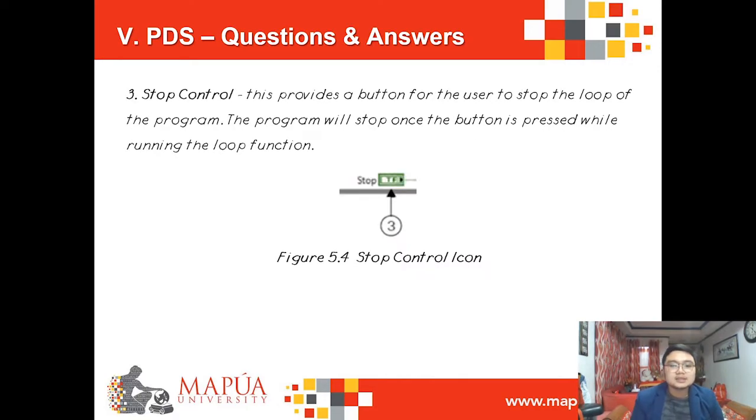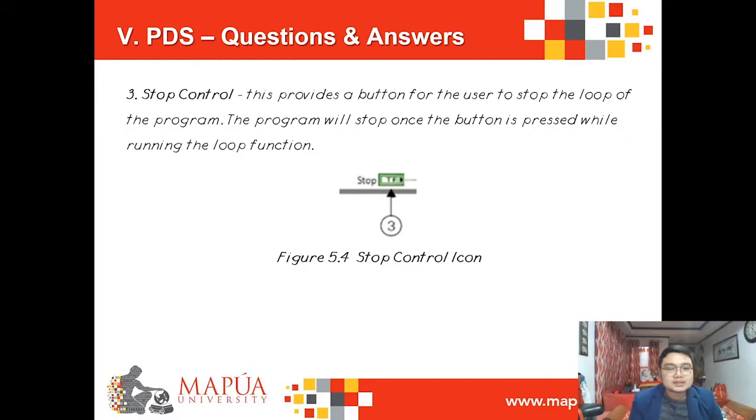So next is the stop control. Figure 5.4 is the stop control icon. This stop control can also be seen in the front panel of LabVIEW, wherein when pressed, it terminates the program. By definition, this provides a button for the user to stop the loop of the program. The program will stop once the button is pressed while running the loop function.